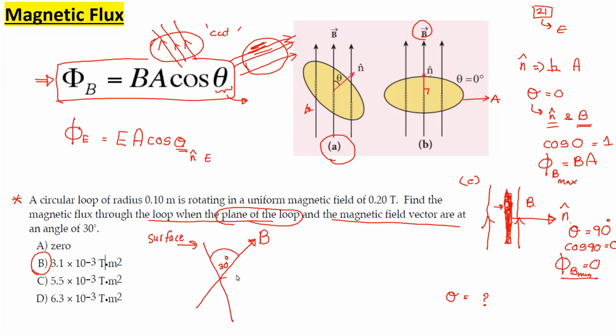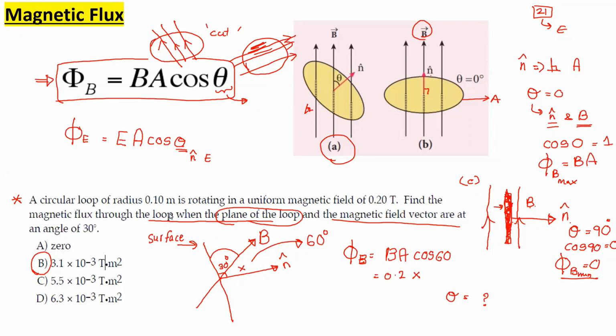But we need the angle between n hat and the B field. We don't want the angle between the surface or the plane of the loop and the B field. We need the angle between the B field and the perpendicular to the plane of the loop. Okay, so what we really need is this angle. So this angle is what? Is 60 degrees, right? This is a 90. So if we apply BA cosine 60, your B is 0.2.